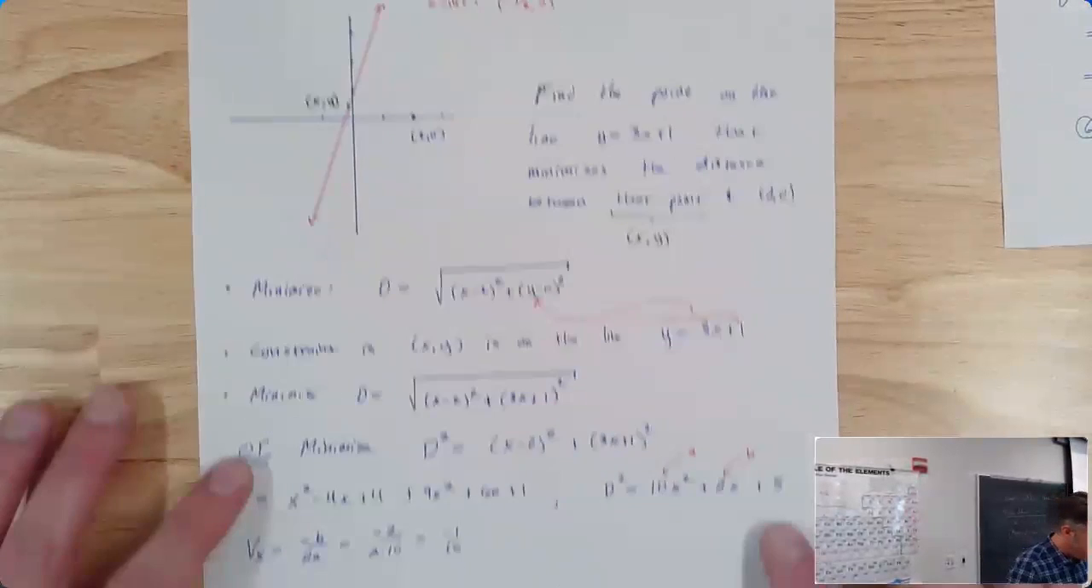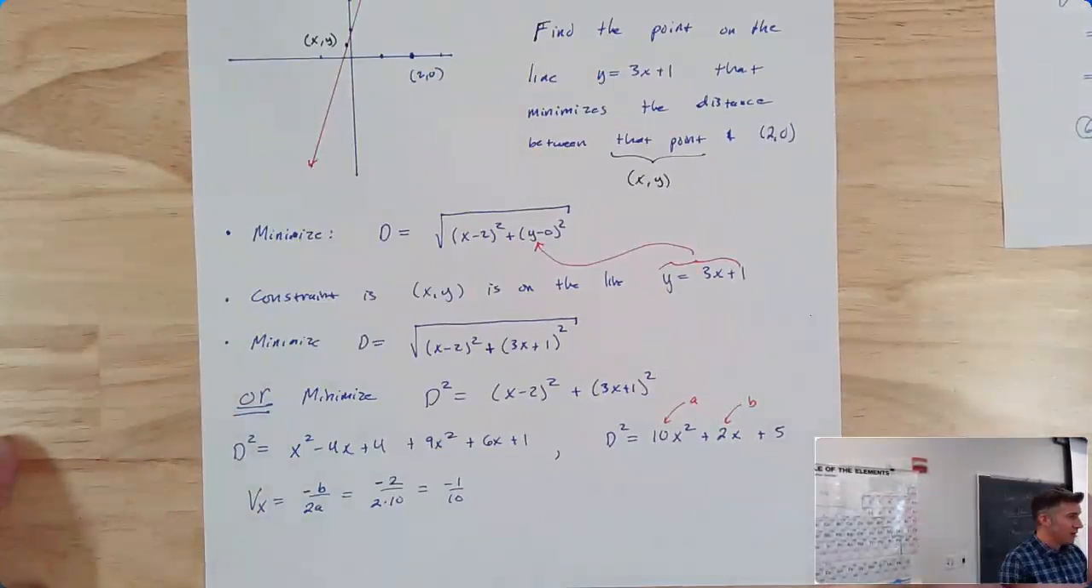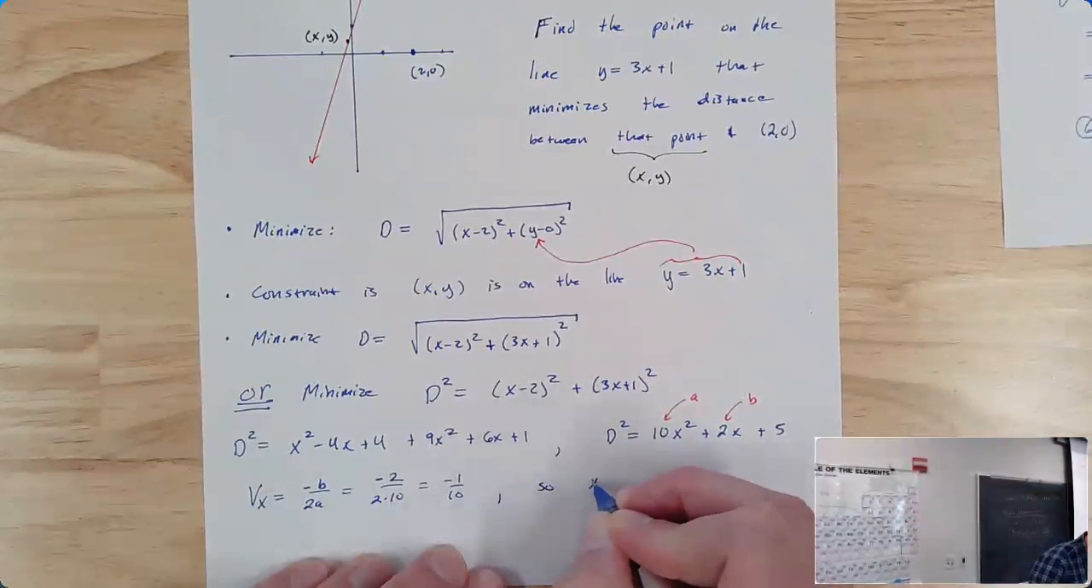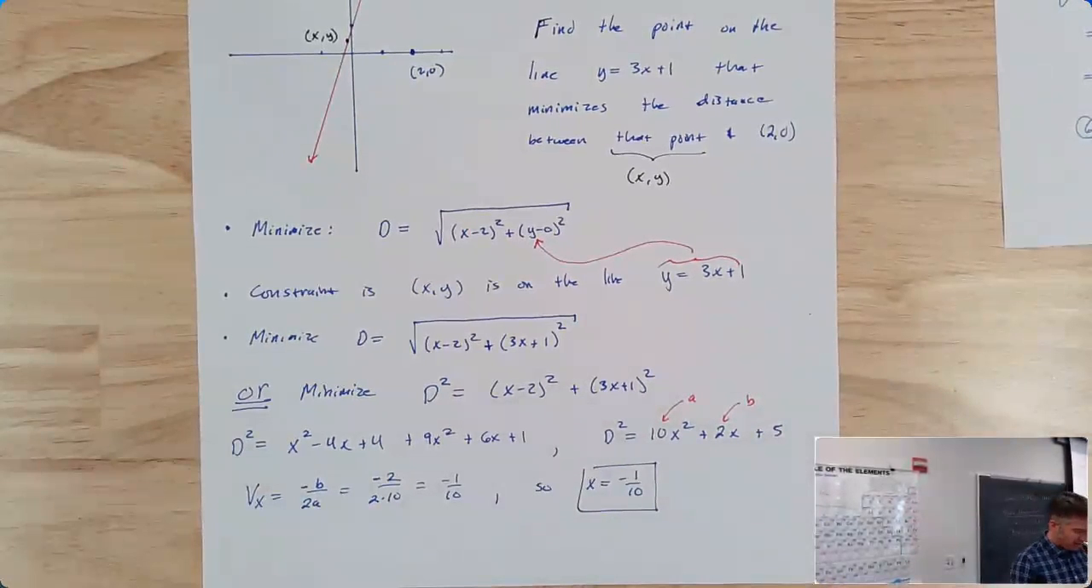Okay, so here's what we have. We have the x coordinate of that point. We know that whatever x and y coordinate this point gives us, that distance will be minimized. They didn't ask us to find the minimum distance. They just asked us to find the point on the line. So if I know that the x point is negative 1/10, I want to find the y point.